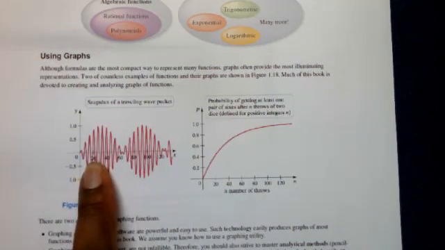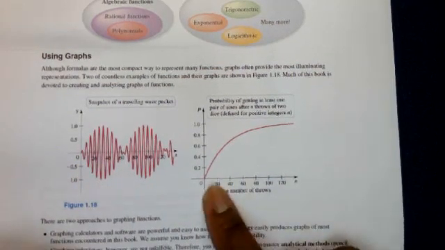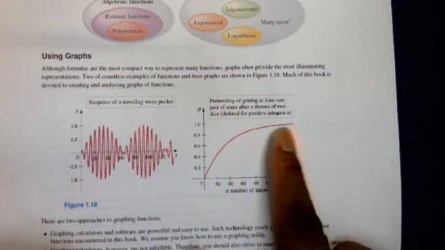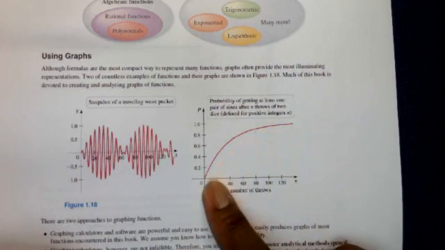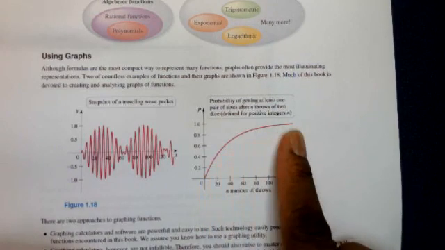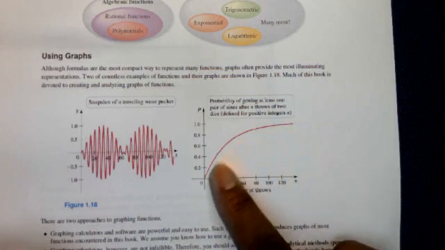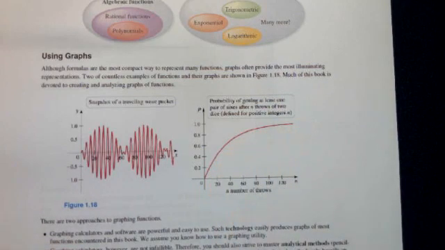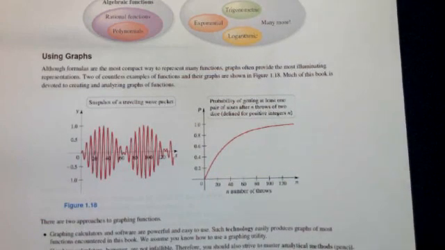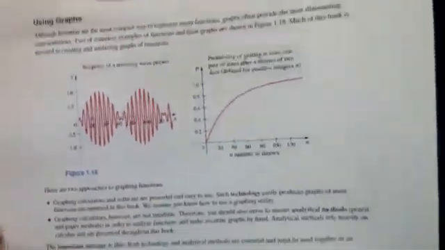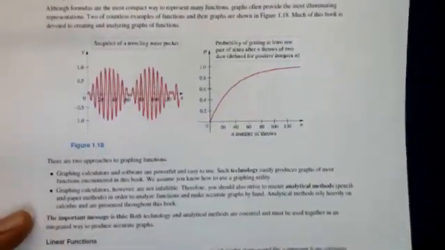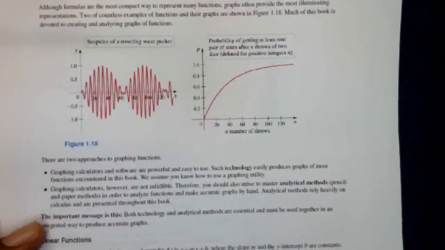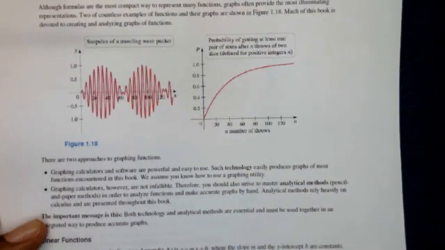That is what its graph looks like. And also the probability of getting at least one pair of 6s after n number of throws of 2 dice. And this is defined for positive integers n. Okay, so those are just some illustrations of how we can use graphs to answer various questions or problems or explain various situations.